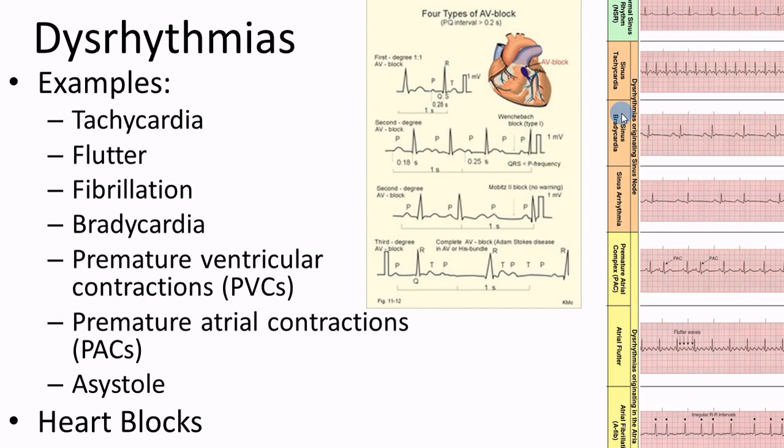Heart blocks, there are really three that you want to remember. There's a first, a second, and a third degree. Those are the three significant ones. By the way, those three all revolve around the AV node, so the AV node's not working appropriately. First degree heart block means the AV node is holding on to the electricity too long.